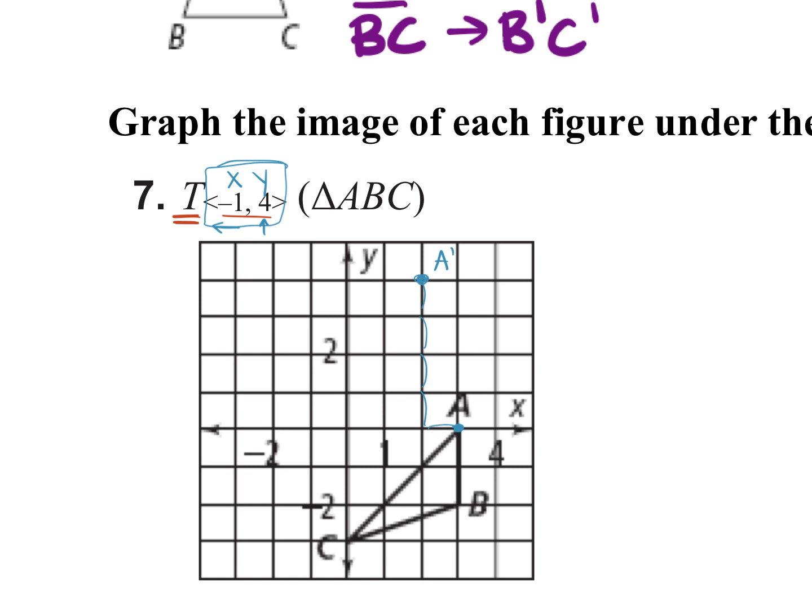So then from B, you go left 1, 1, 2, 3, 4 up. So that's B prime. And then C is left 1, 1, 2, 3, 4 up. That's C prime. And then we would just draw this in.